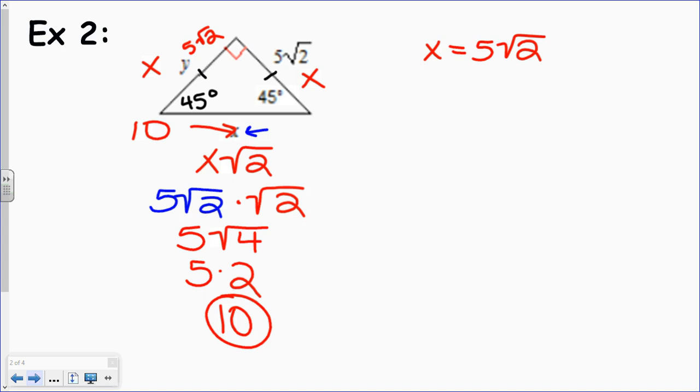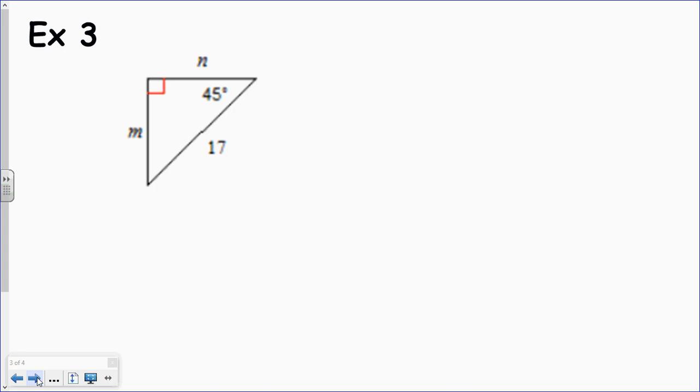All right, let's try a third example. In this case, we have a 90-degree angle and then we have a 45-degree angle given, so we know that this other angle is a 45-degree angle. So now we're looking for the two sides that are going to be congruent, and we know that the hypotenuse is 17. If we stick with our ratios, we know this side is x, this side is x, and this side is x root 2. Okay?